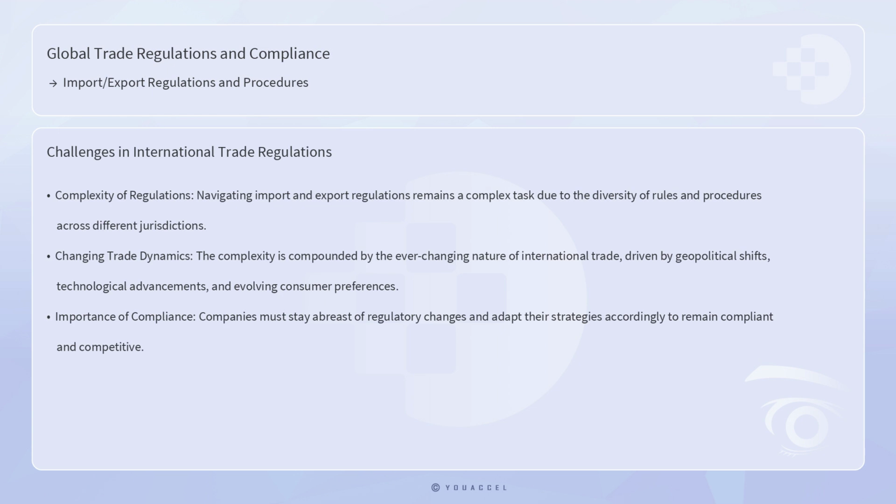Despite these efforts, navigating import and export regulations remains a complex task due to the diversity of rules and procedures across different jurisdictions. This complexity is compounded by the ever-changing nature of international trade, driven by geopolitical shifts, technological advancements, and evolving consumer preferences. Companies engaged in international trade must stay abreast of regulatory changes and adapt their strategies accordingly to remain compliant and competitive.